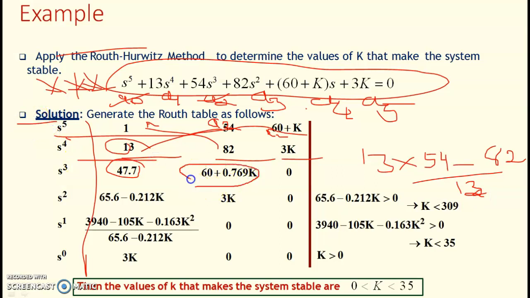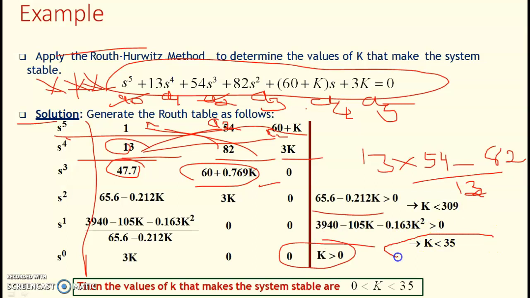Then again the same thing: 13 into 60 plus k into 1 minus 3k. So we'll get the values. Then you have to find the values by solving the equations. You will get the k value. Solve this quadratic equation, simplify it, and you will get the value of k. If k is positive, then the system is stable. If k is negative, the system is unstable.